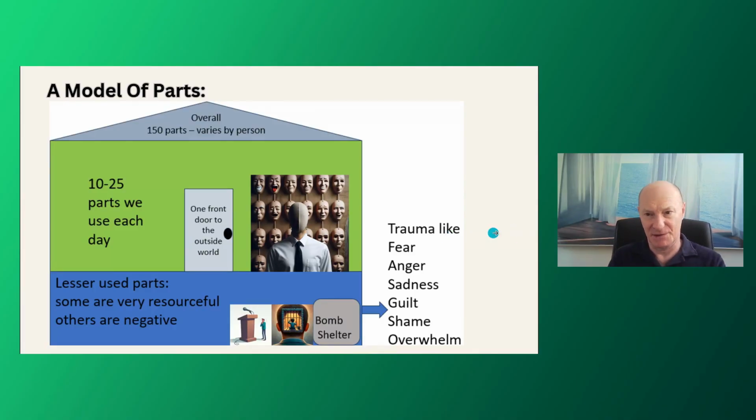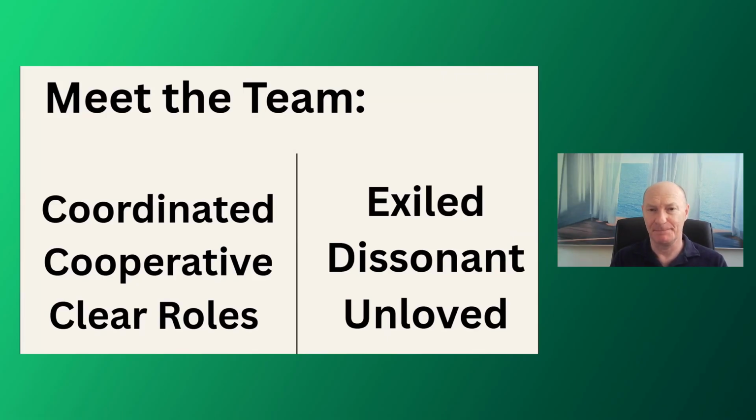So here's the basic model, and now you can meet the team. On the good side, they might be coordinated, cooperative, have clear roles. But on the bad side, you might get a part of you that's exiled, dissonant, unloved. A little example of that: if you are the team and all the players within you are going for that goal up there, all your players are equally resourced. But if the goal has moved because you've changed ends and they don't know about it, you could have a part of you scoring own goals. Call it self-sabotage.